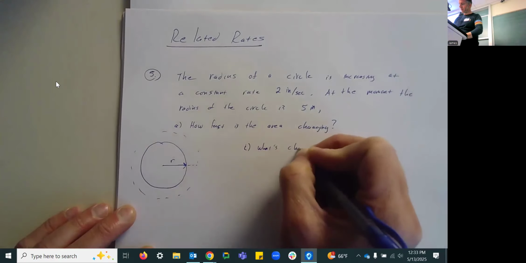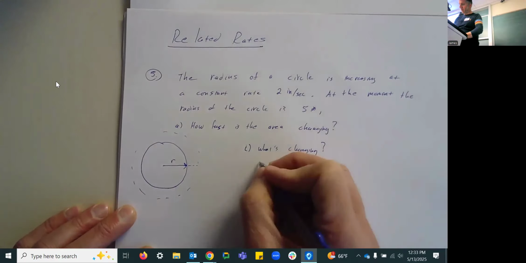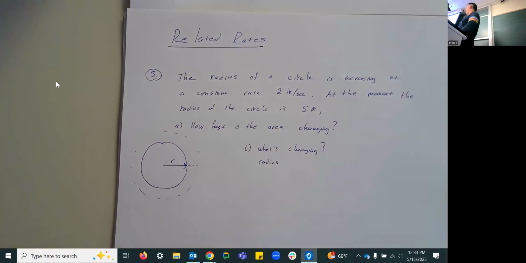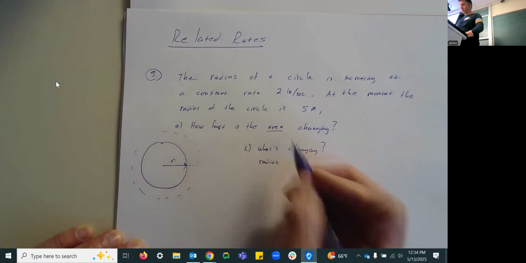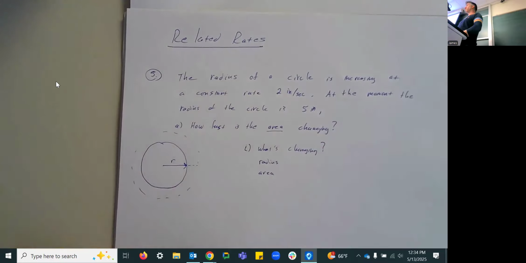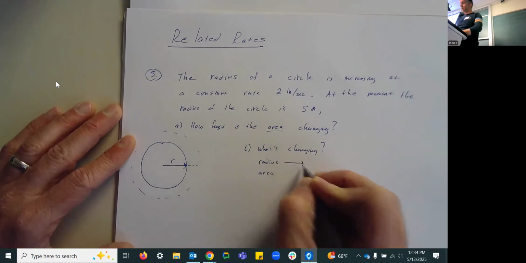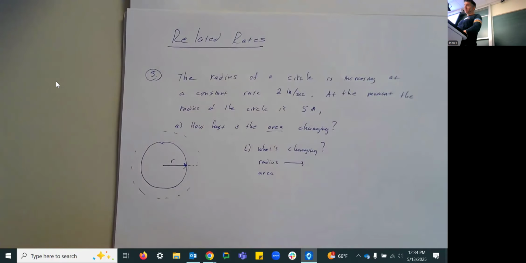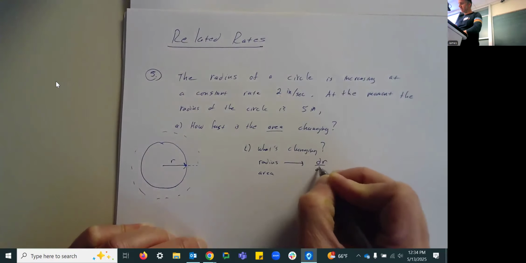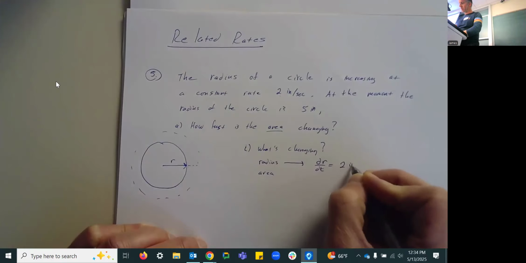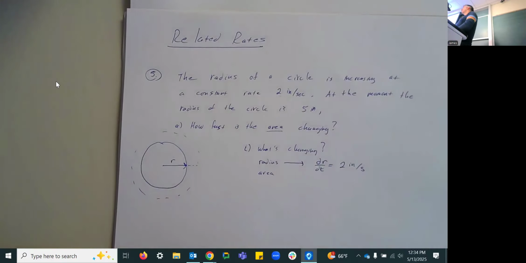What's changing? The radius is certainly changing. I care about that. They told me how fast it's changing. And also, they're asking me how fast the area is changing. So in this first part, those are the things that are changing that I actually am concerned about. So the radius, we know its rate of change. The rate of change of the radius is 2 inches per second. And I'm going to write that as dr/dt equal to 2 inches per second. You don't really need the units on there, at least not when we get to the equation part, but I like to include them to remind me what's going on.